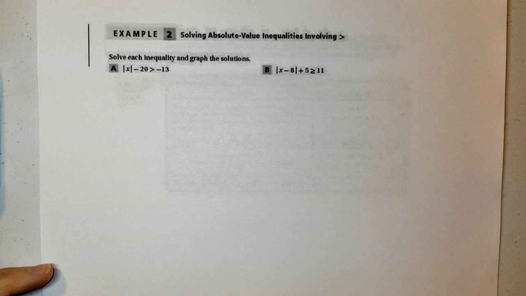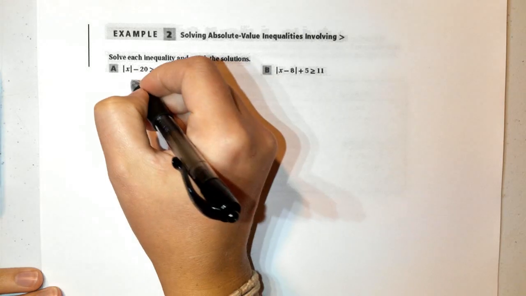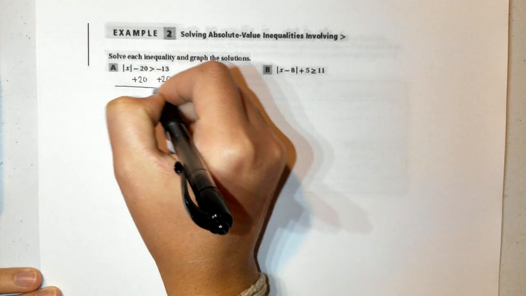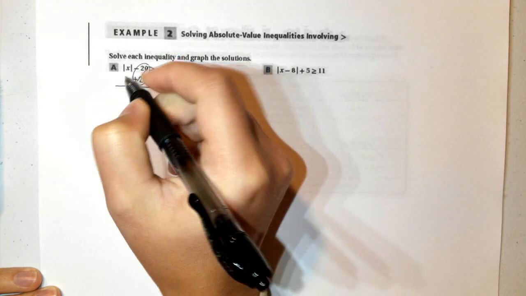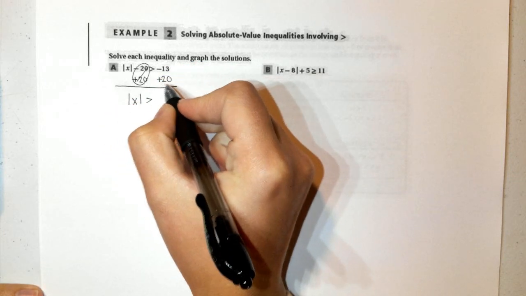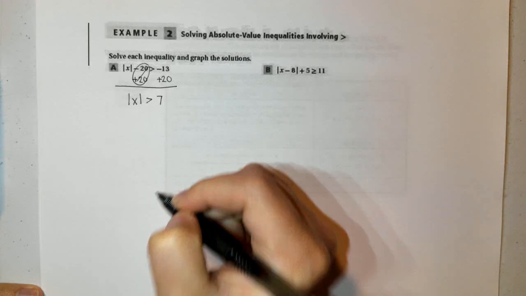So now let's go ahead and look at example 2. So we have the absolute value of x minus 20 is greater than negative 13. So I'm going to add 20 to both sides. Minus 20 plus 20 gives me 0. So I have the absolute value of x is greater than negative 13 plus 20 gives me 7.